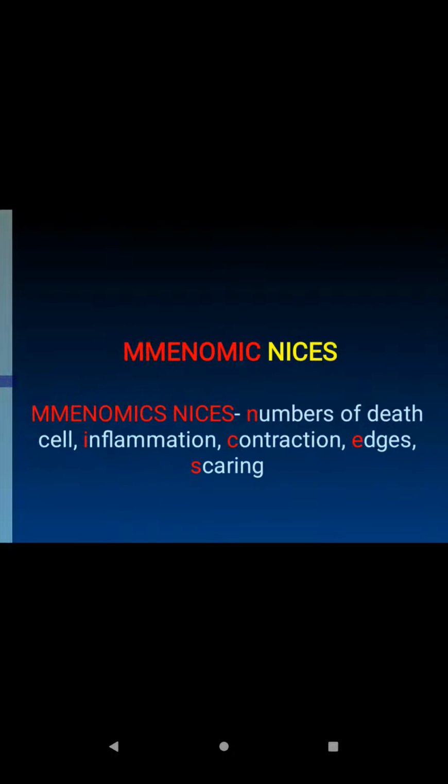Now, the mnemonic that will help us remember the differences between primary and secondary intention is NICE. N for number of dead cells, I for inflammation, C for contraction, E for edges, S for scarring.